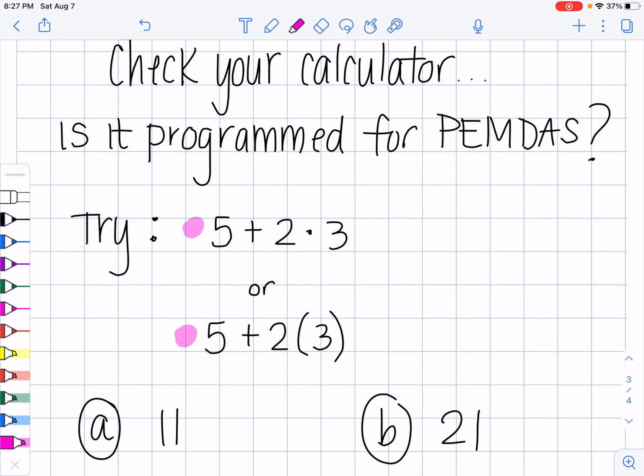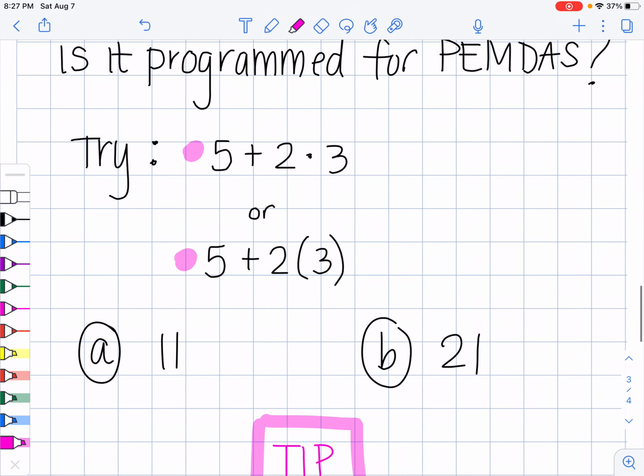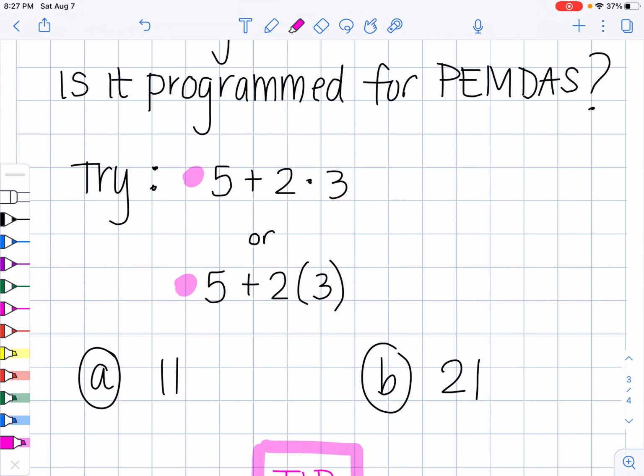The two choices which you'll probably end up with, you could end up with 11 or you could end up with 21. So if we check really quick with order of operations, we got please excuse my dear Aunt Sally. I have to do my multiplication first. So multiplication first says I'm going to do 2 times 3, which is 6. So this is going to give me 5 plus 6, which is equal to 11.